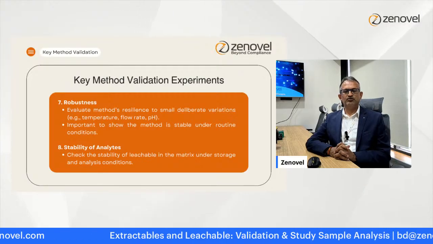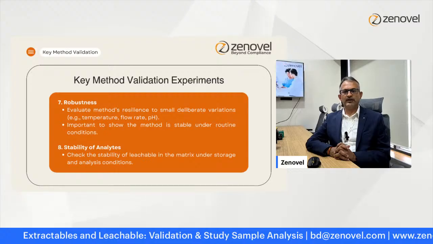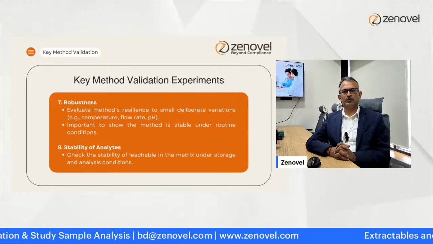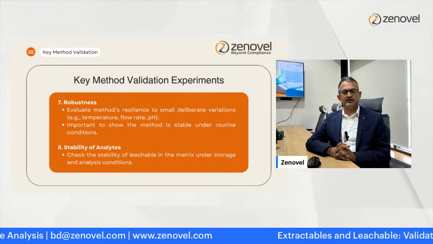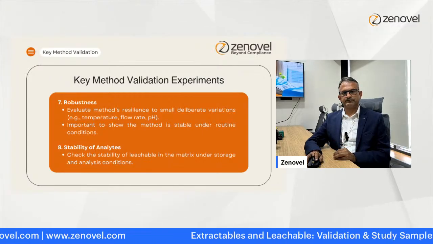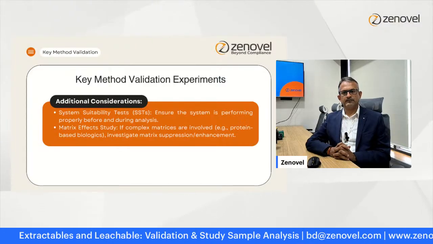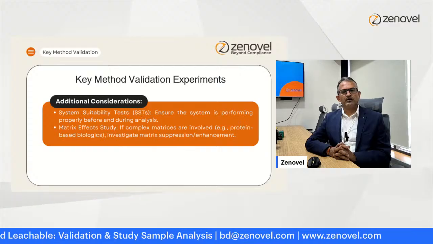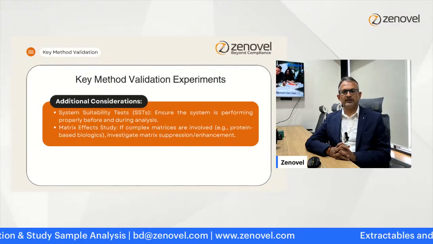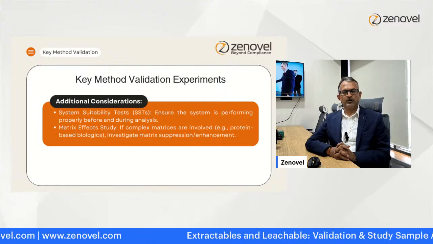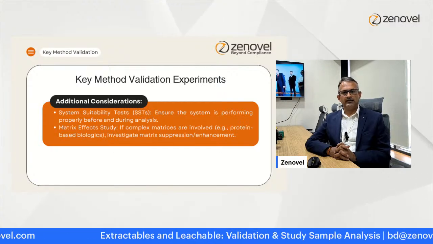The next, and most important parameter, is the stability of the analyte. So check the stability of the leachable in the matrix under the storage and analysis conditions. Additionally, we can also consider a system suitability during the method validation. It will help us to ensure the system is performing properly before and during the analysis.